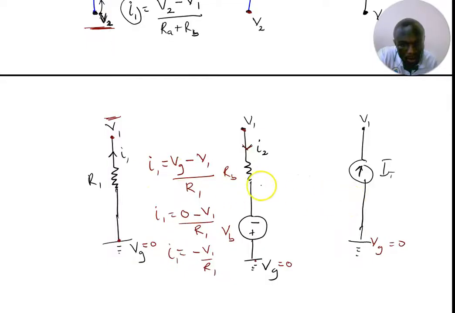So what is going to be I2? I2 is going to be what? The starting point, which is what? V1, right? Minus the ending point, Vg. Now we want to add the Vb to it.